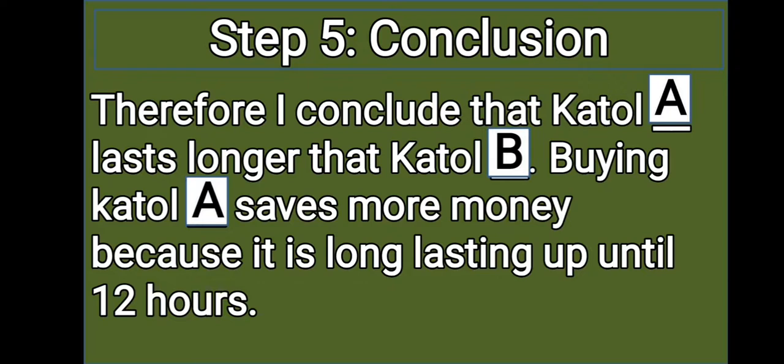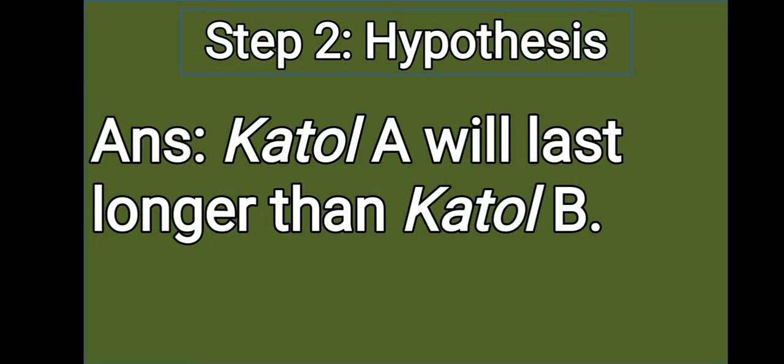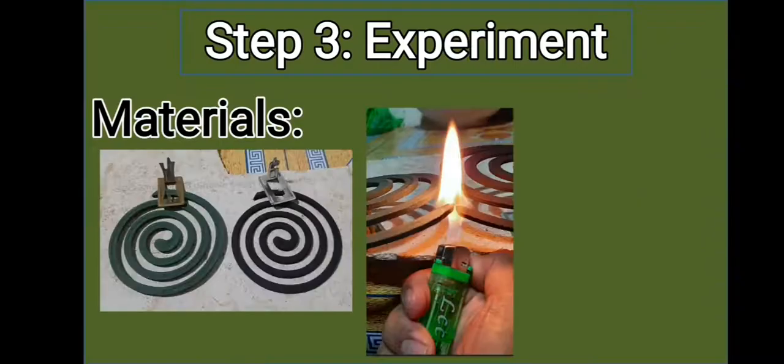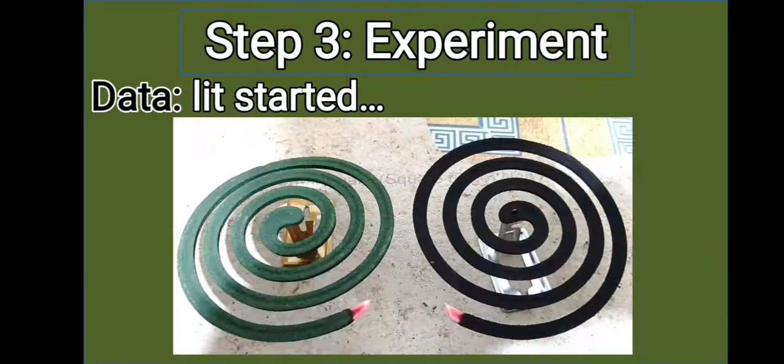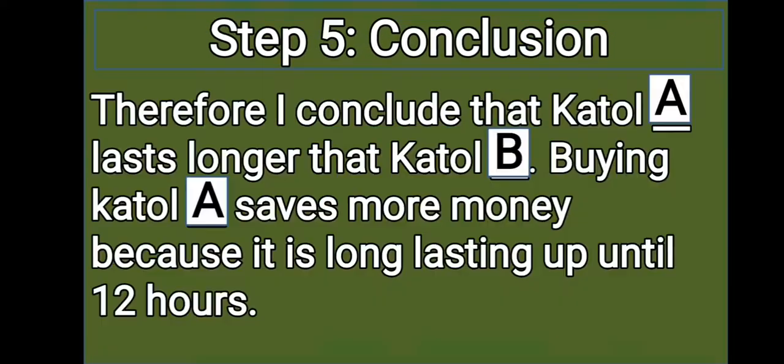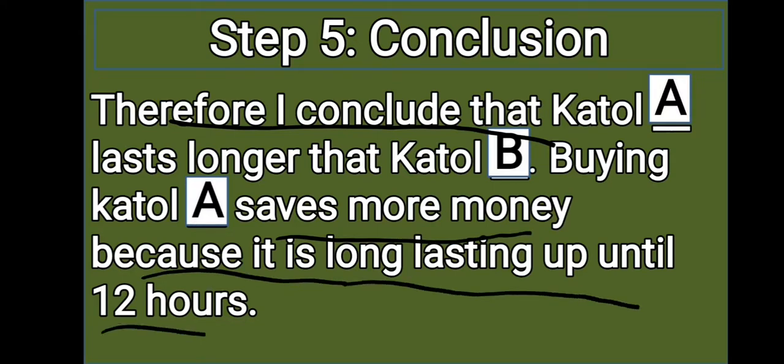Let's go back to your hypothesis. Okay, this is our hypothesis: Katol A will last longer than Katol B. And this is proven by our conclusion: therefore, I conclude that Katol A lasts longer than Katol B. This is how you are going to make your conclusion. In step 5, the conclusion, you can also make your recommendations. Buying Katol A saves more money because it lasts up to 12 hours.